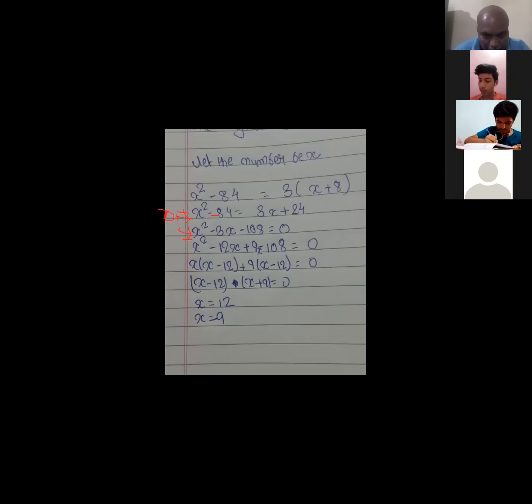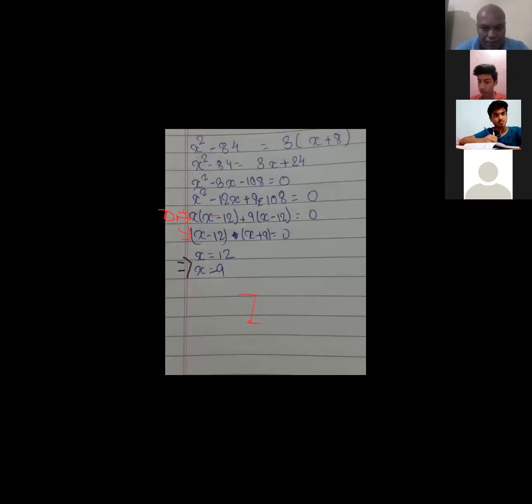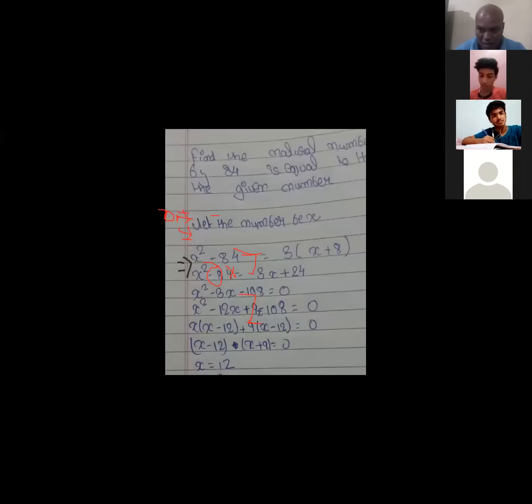Now this question is coming as this. After solving this, how do you write the answer? In the question, what is given? You have to find what type of number? Natural number. So obviously -9 is not a natural number. Yes, sir. -9 is not a natural number. We neglect this one. So the answer is what? Not possible. You have to write 12. Last part, the answer part, you have to write.